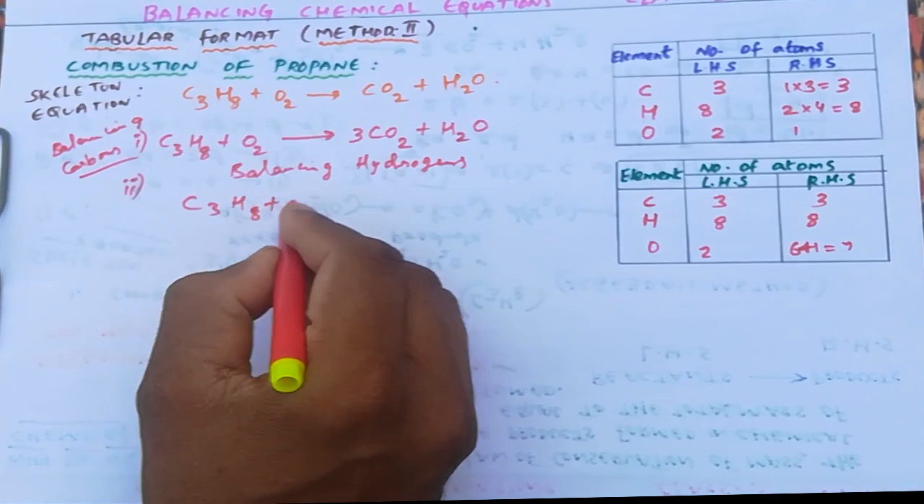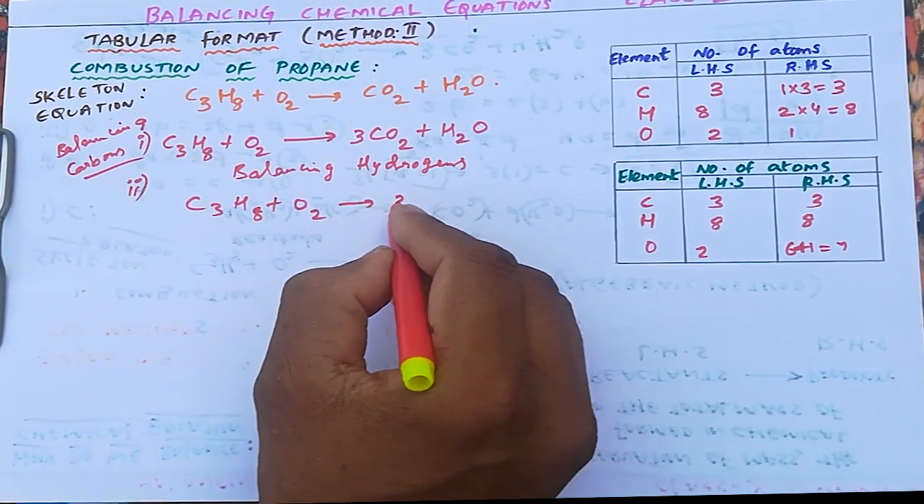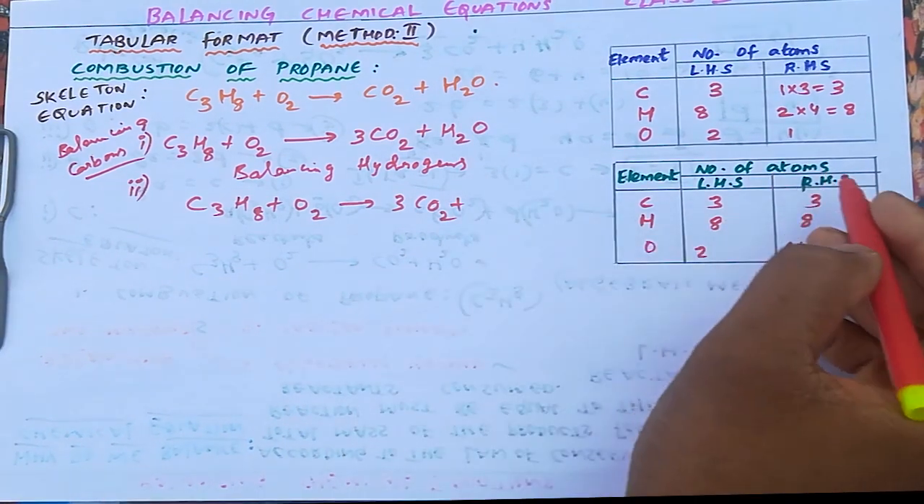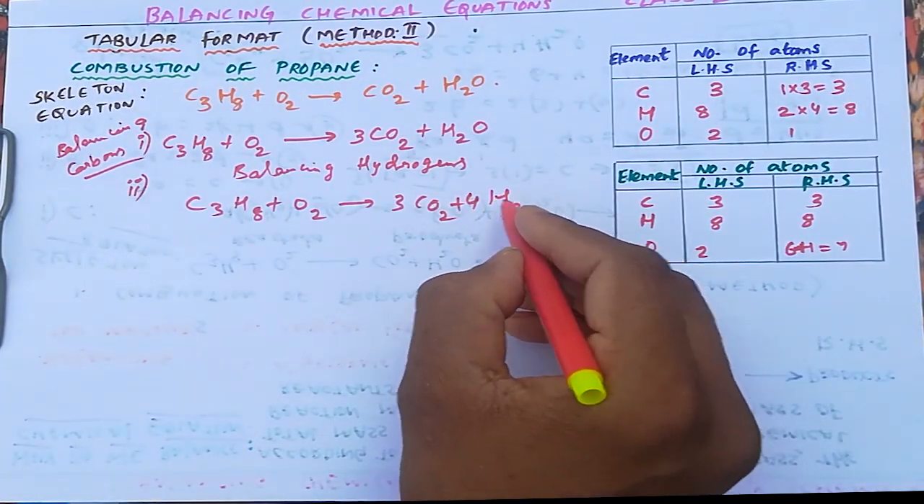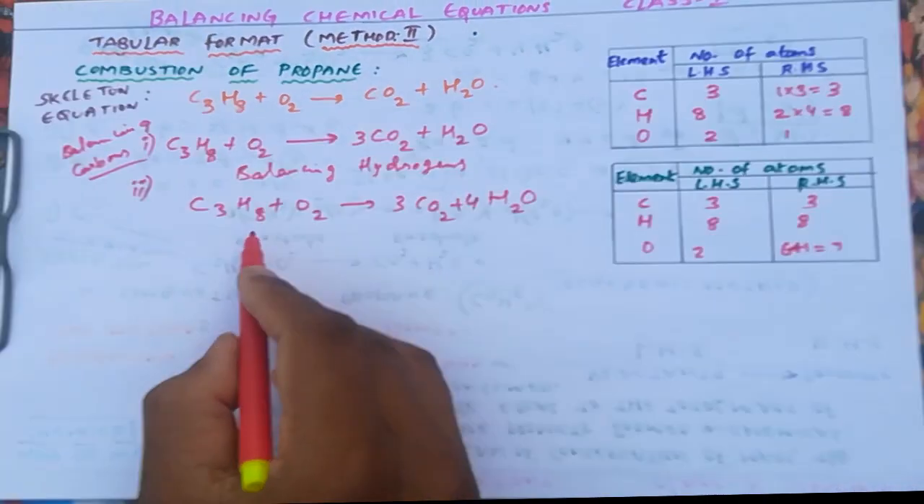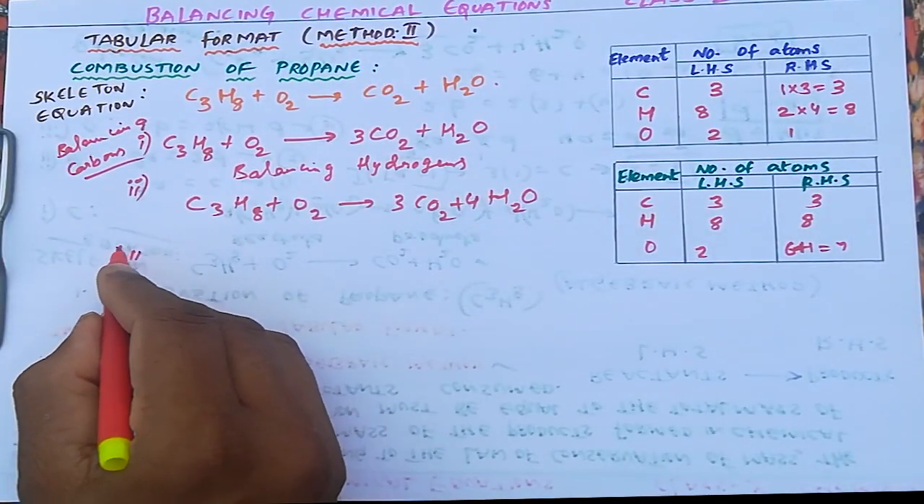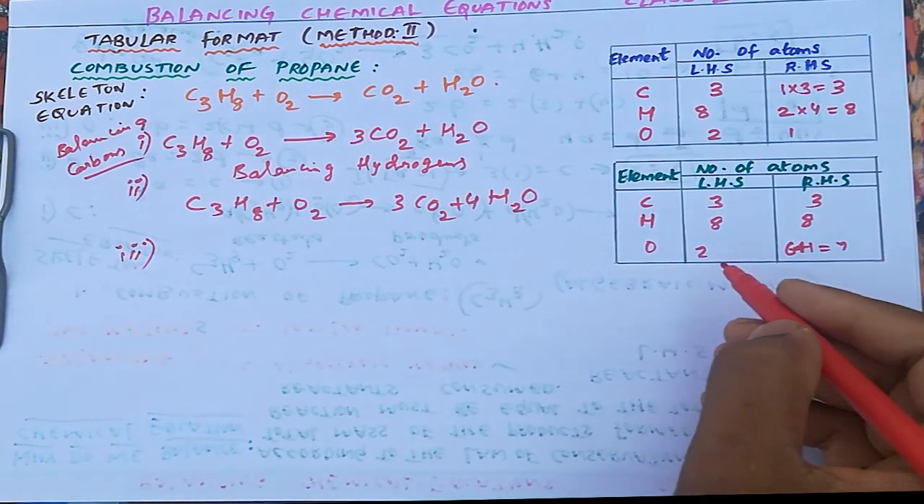C3H8 plus O2 gives rise to 3CO2. Here I am multiplying with RHS. In the RHS I am multiplying with 4, so 4H2O. Now 8 hydrogens are balanced.